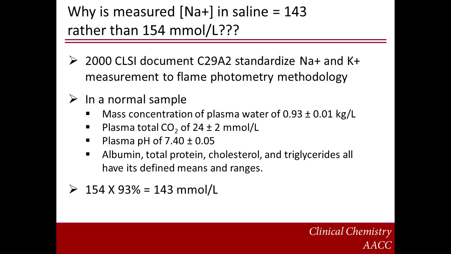A normal sample is defined by several factors, including the assumption that the mass concentration of plasma water is 0.93 kilogram per liter, plasma total CO2 being 24 millimole per liter, plasma pH 7.40, and albumin, total protein, cholesterol, and triglycerides all have their defined means and ranges. Therefore, after the standardization, the sodium activity as measured by ISE of 154 millimole per kilogram water is converted to a plasma concentration of 143 millimole per liter, and it is reported in that manner.